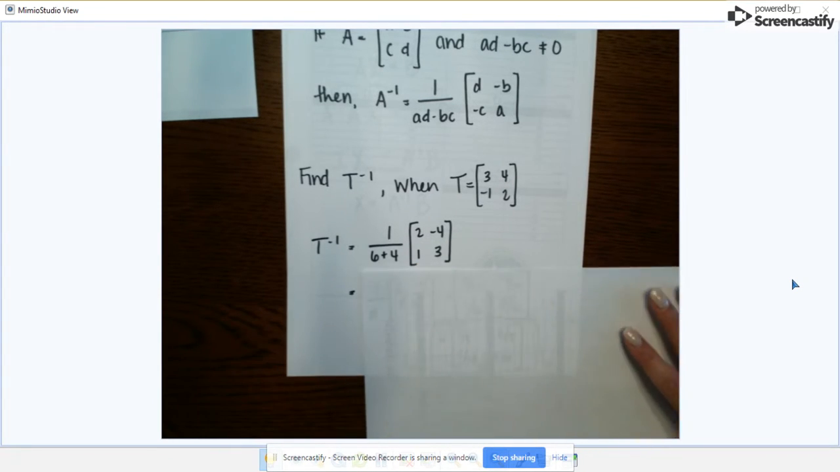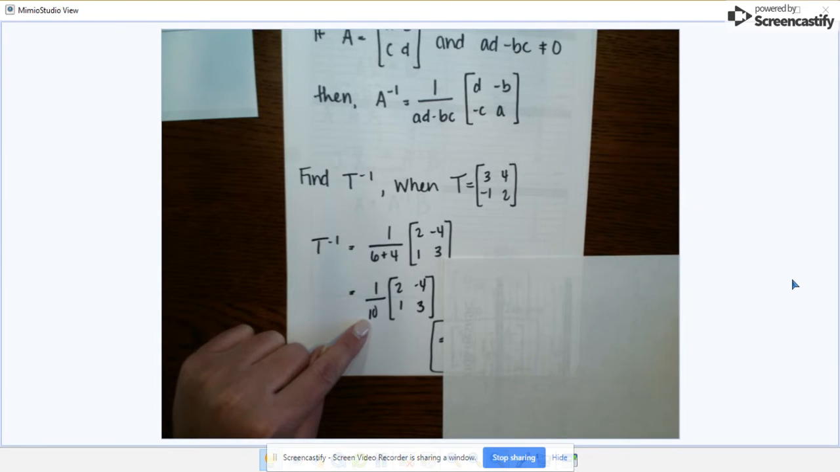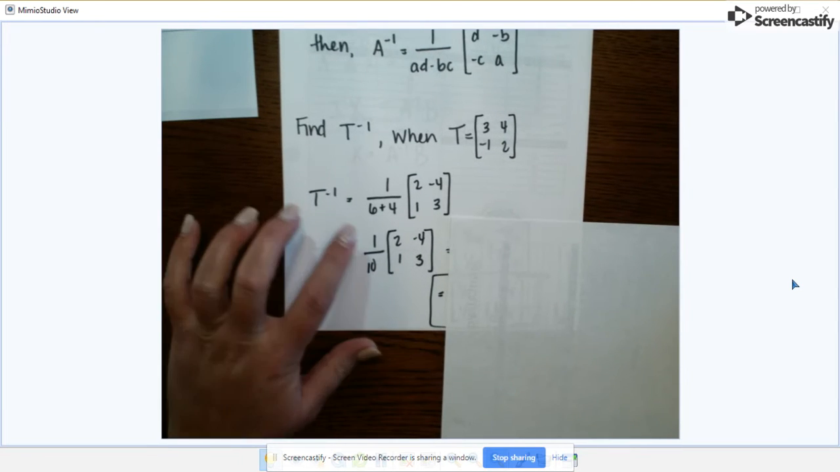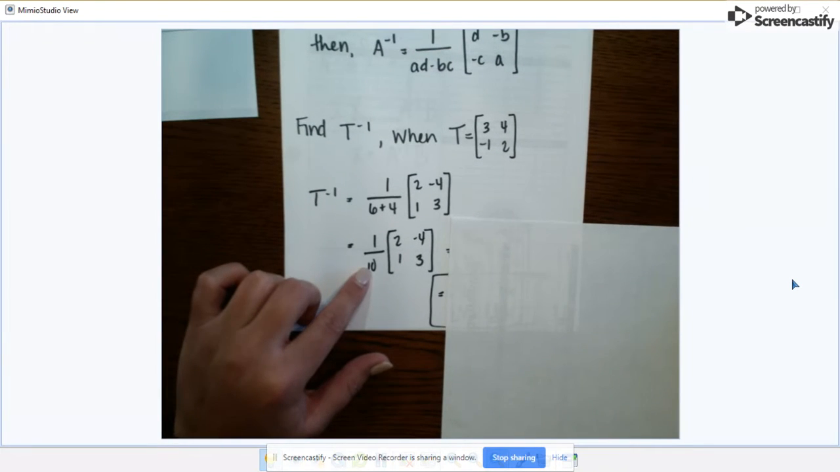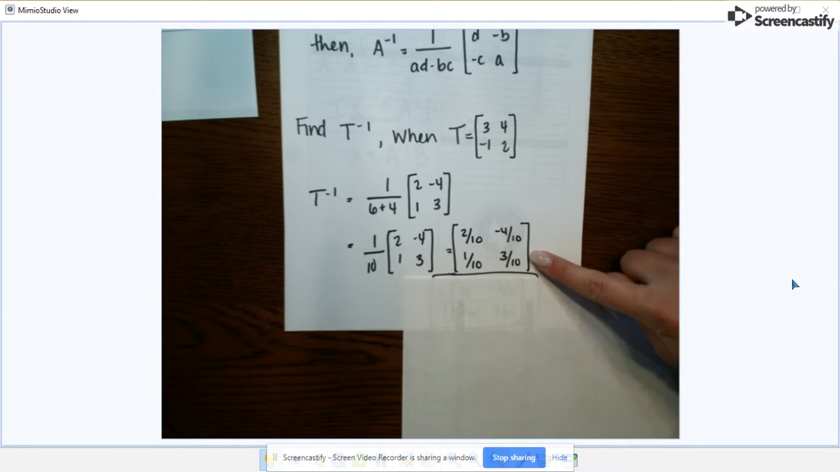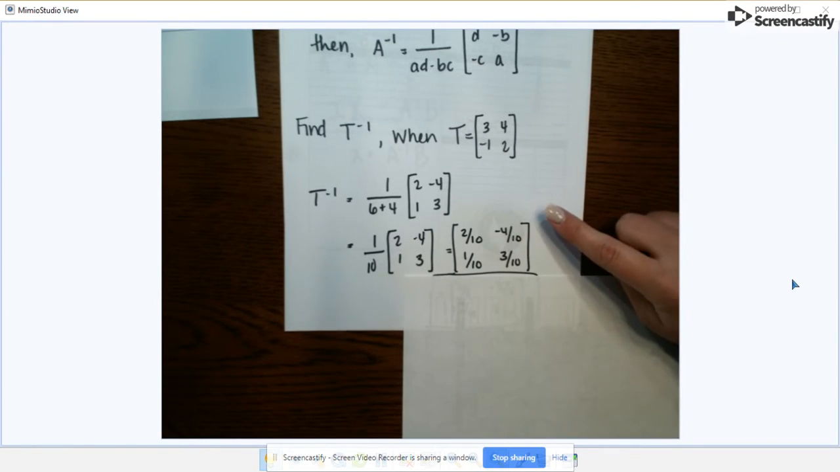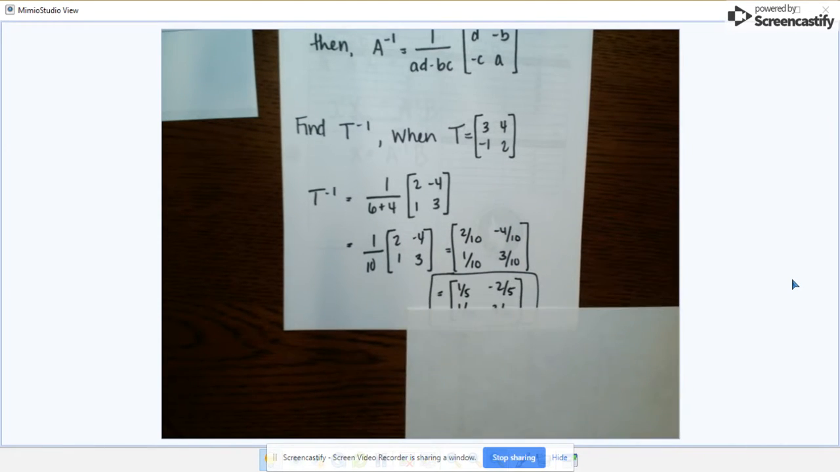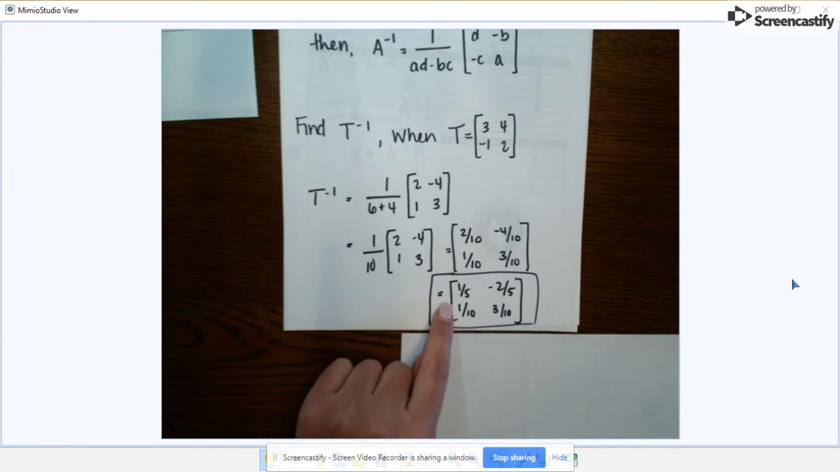We actually have to simplify though. So 6 plus 4 gives us 10. And now I'm going to multiply 1 over 10 times each of these 4 spots in my matrix. So 2 times 1/10 would be 2 over 10, -4 over 10, 1 over 10, and 3 over 10. The last step would be to simplify if possible. 2 over 10 and -4 over 10 can simplify to 1/5 and -2/5 respectively. So this would be T inverse.